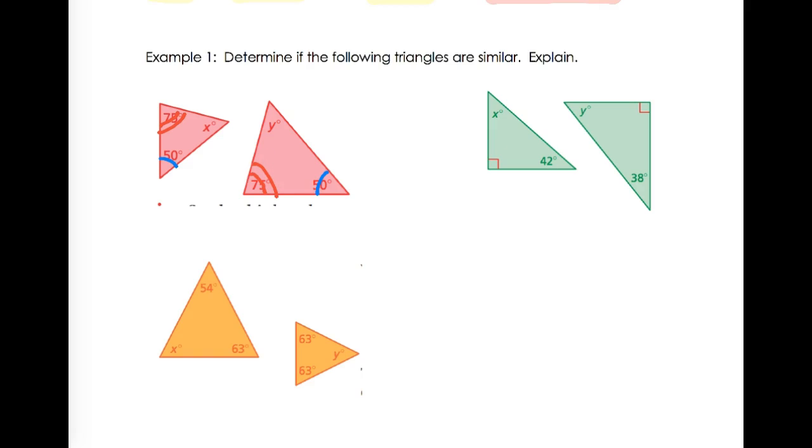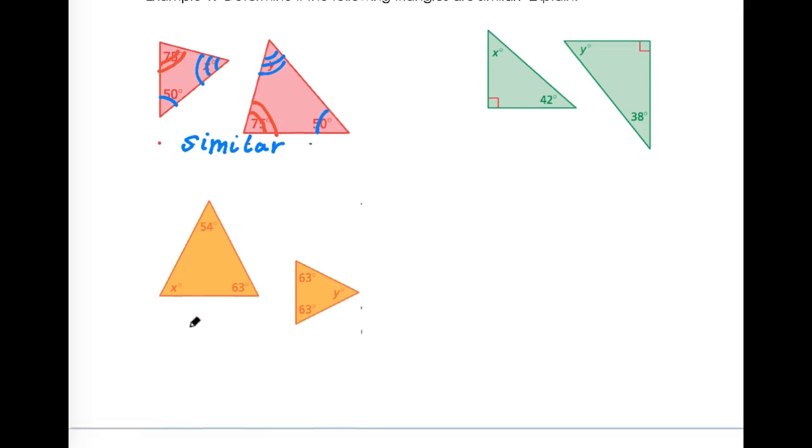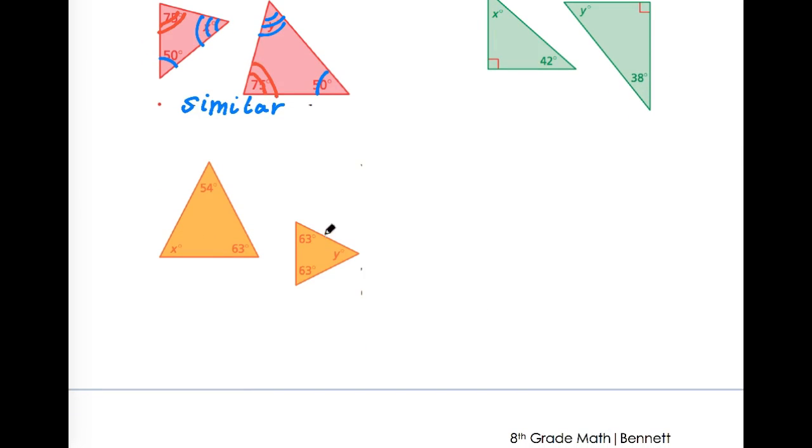So what the definition tells us is that since we have two angles in one triangle and those two angles are congruent to two angles in another, it means these third ones have to be equal, and then those triangles are similar. So these two triangles are similar. They would have sides that were in proportion, and then corresponding angles would be the same. Okay? Now, the orange triangles here is going to take a little bit more work.